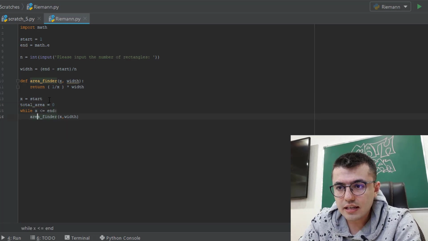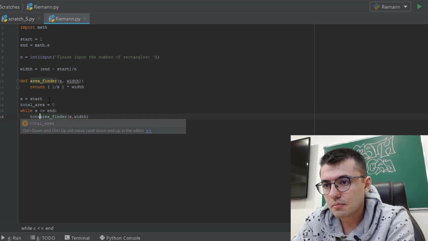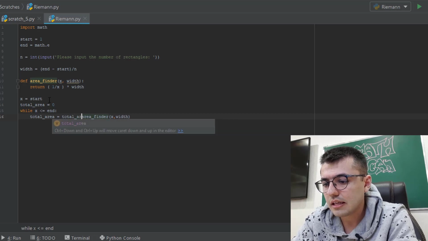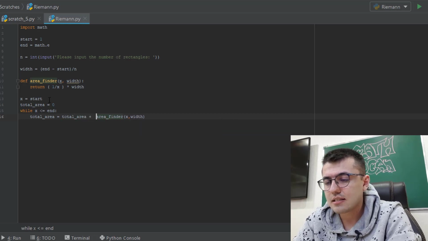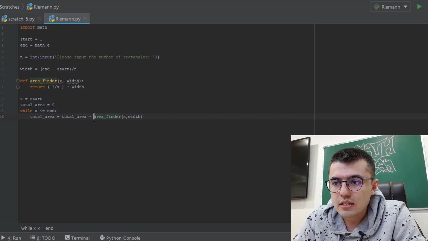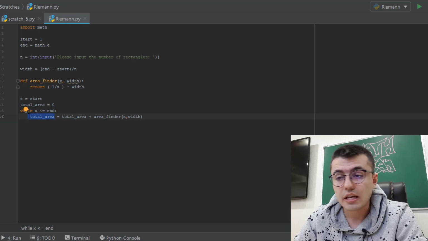And after you find the area, I'm telling the program total area equals total area add new area. So what does that line do? It finds the area of the rectangle and adds it to the previous area, and that will be equal to my new area.